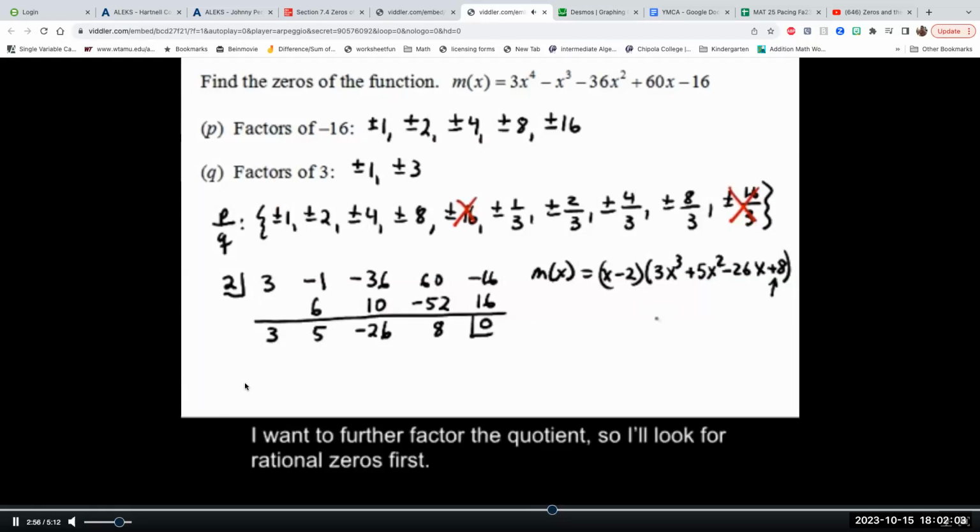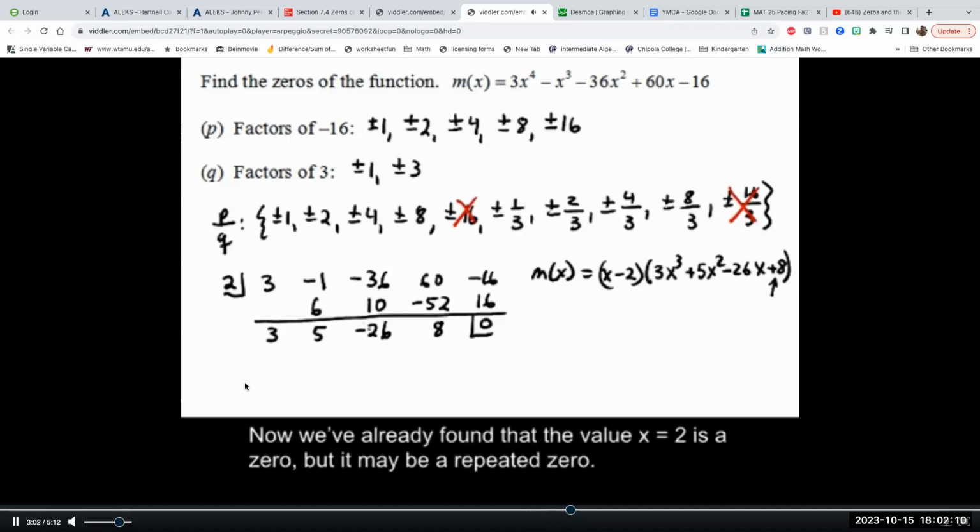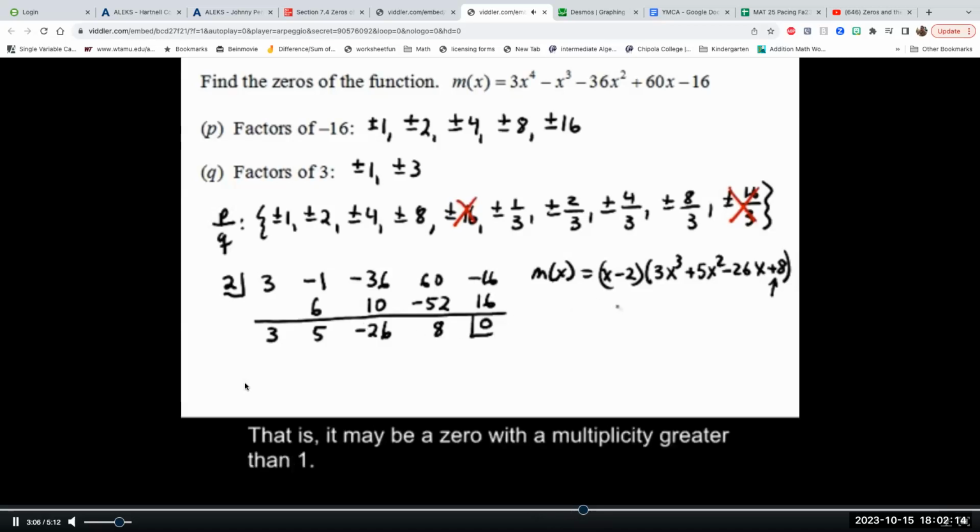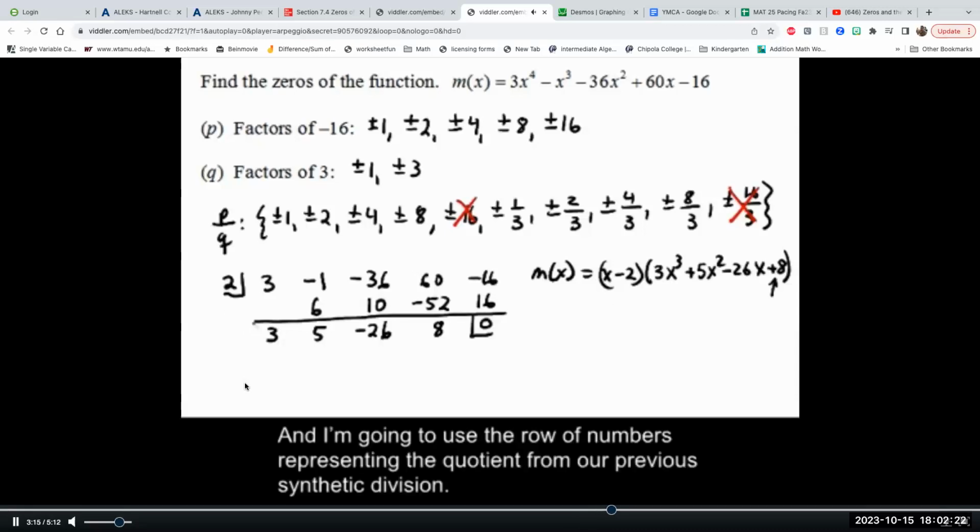I want to further factor the quotient, so I'll look for rational zeros first. Now, we've already found that x equals 2 is a 0, but it may be a repeated 0. That is, it may be a 0 with a multiplicity greater than 1. So I'm going to test x equals 2 again. And I'm going to use a row of numbers representing the quotient from the previous synthetic division.